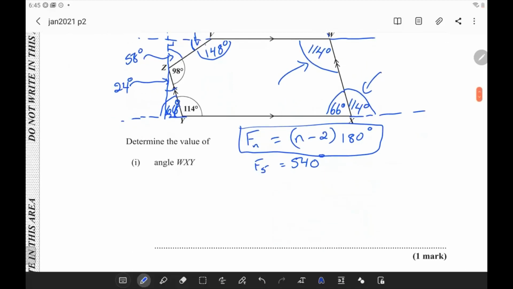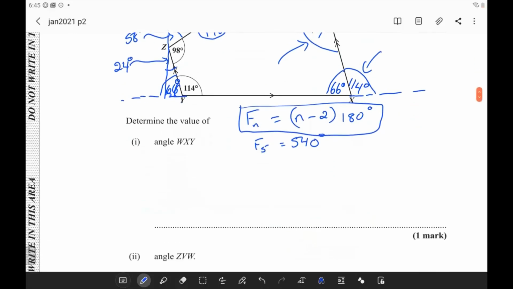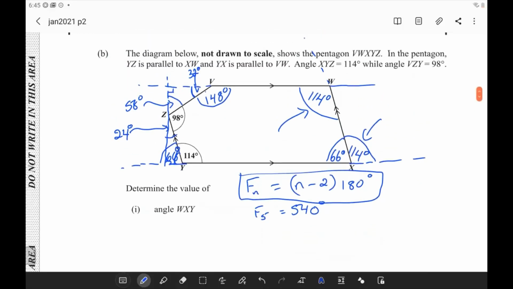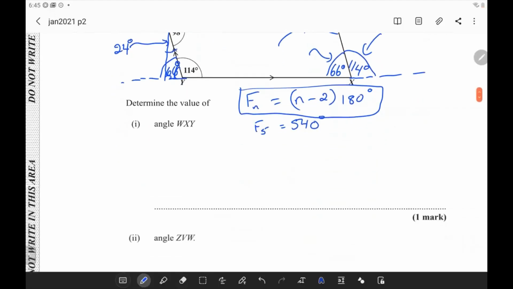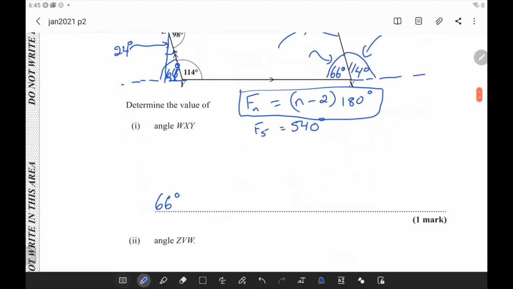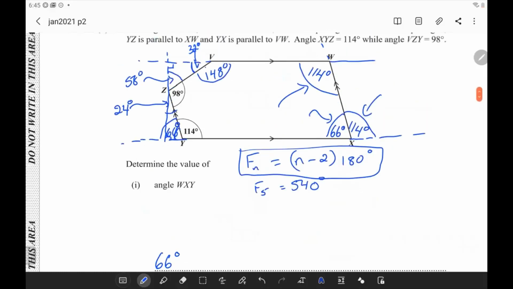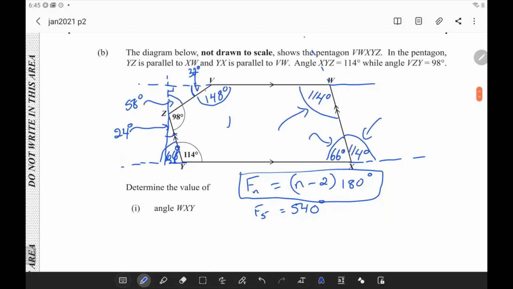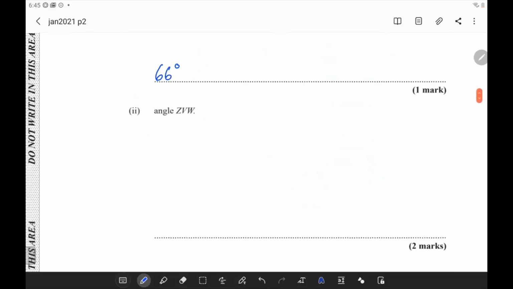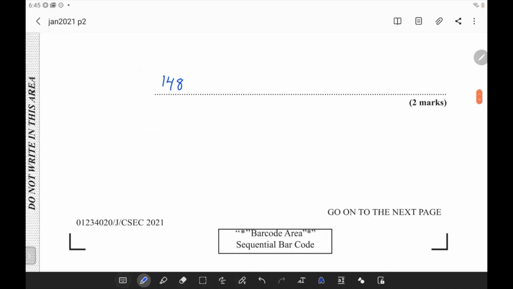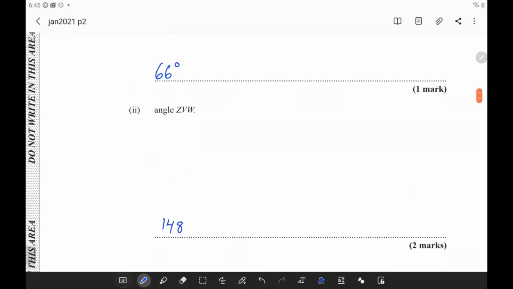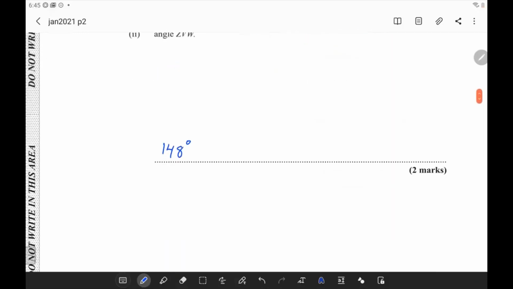All right, so let's see what they need. They ask us to determine WXY. So WXY, that's 66 degrees. That's what we found. And ZVW is this angle here, which is 148. And finally, well, that was it. Okay, so degrees, don't forget the unit. Make sure I have the unit.